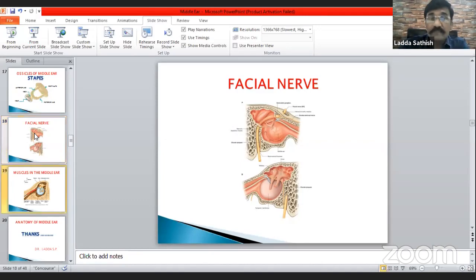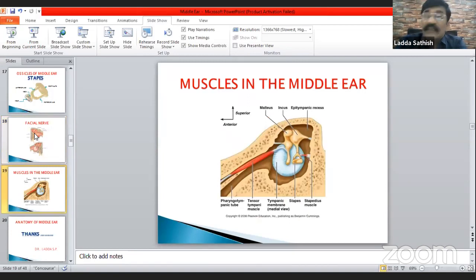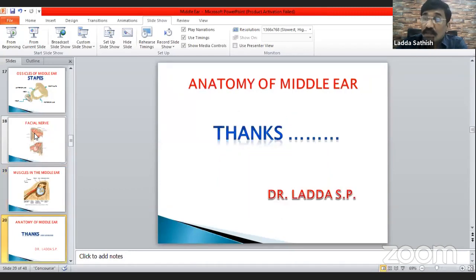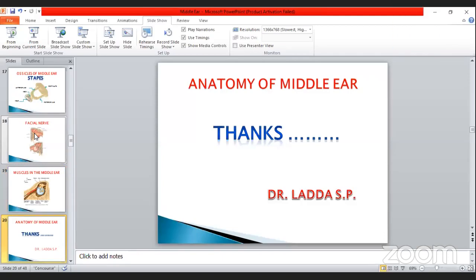Now the next topic is the muscles of the middle ear, and as we know, there are two muscles of the middle ear. One is the stapedius muscle, and the second one is the tensor tympani. Remember the mnemonic: S stands for stapedius, and T stands for tensor tympani. So these are the two muscles of the middle ear. Hope you understand the lecture properly.